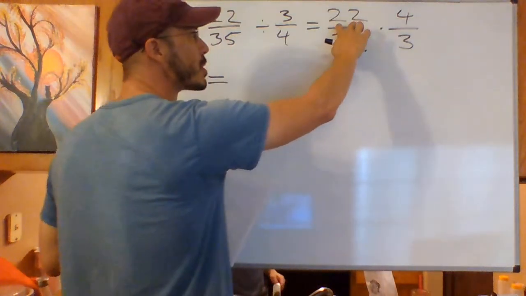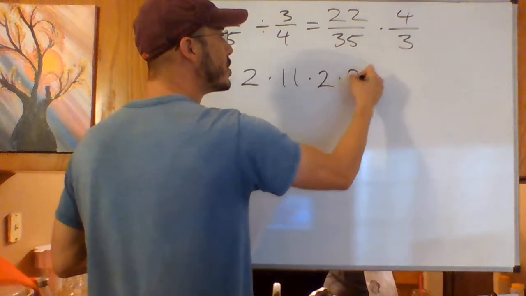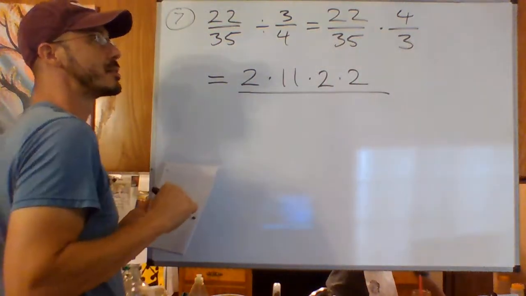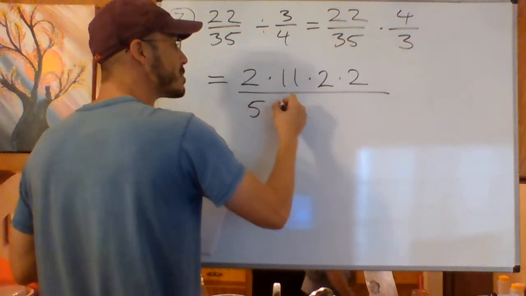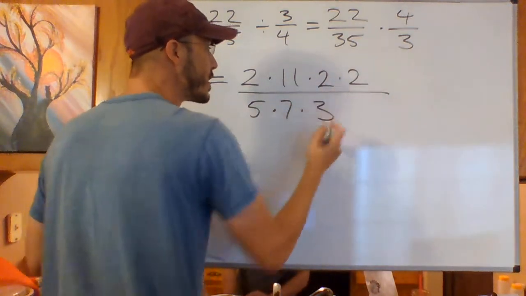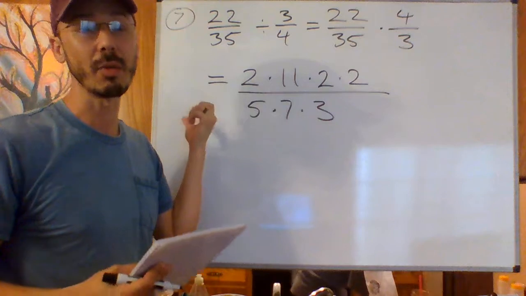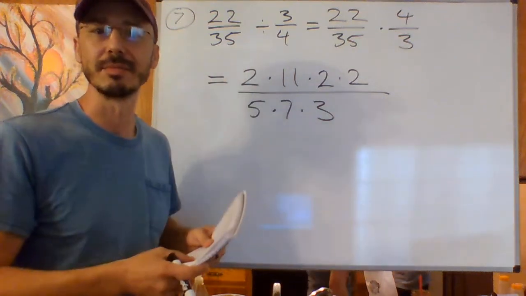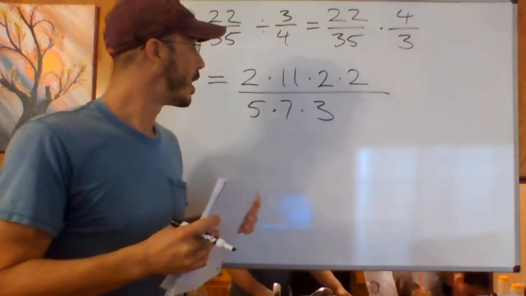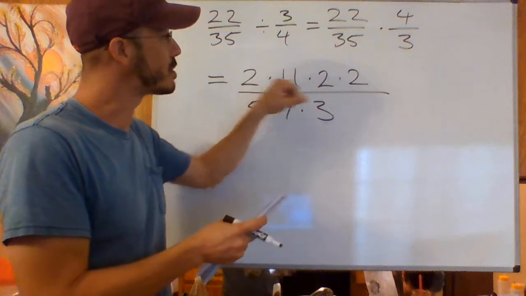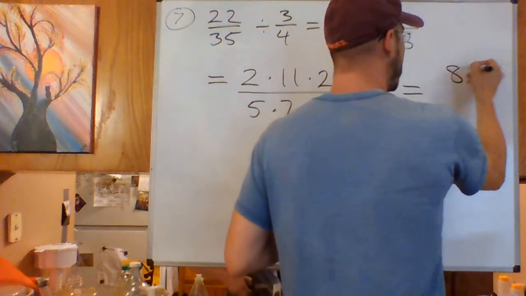Upstairs, if I factor these numbers, this is 2 times 11, and this is 2 times 2. So my numerator is going to be all that. And my denominator, that's 5 times 7, and then there's a factor of 3. There are no common factors upstairs and downstairs, so I do have to just multiply all these numbers. Now you can use a calculator, but it's not going to reduce any further. One way to see this top part is it's 2 times 2 times 2, that's 8, times 11, or 88.